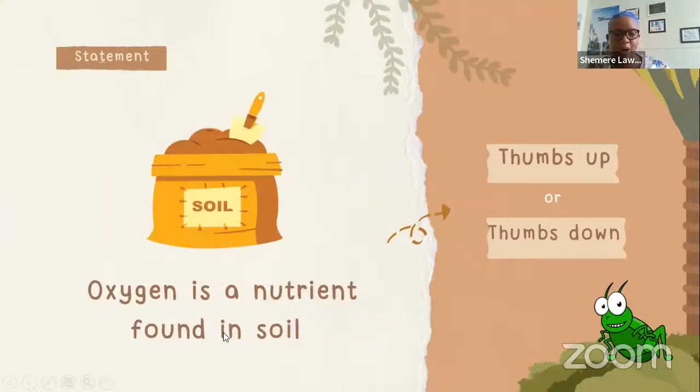All right, the last one. Oxygen is a nutrient found in soil. Thumbs up if it's true, thumbs down if that's false. 1 thumbs down. Anybody else? This is the last one. All right, 1 thumbs down. That person is correct. Oxygen is found in the atmosphere. Nutrients found in soil are nitrogen, potassium, and phosphorus.